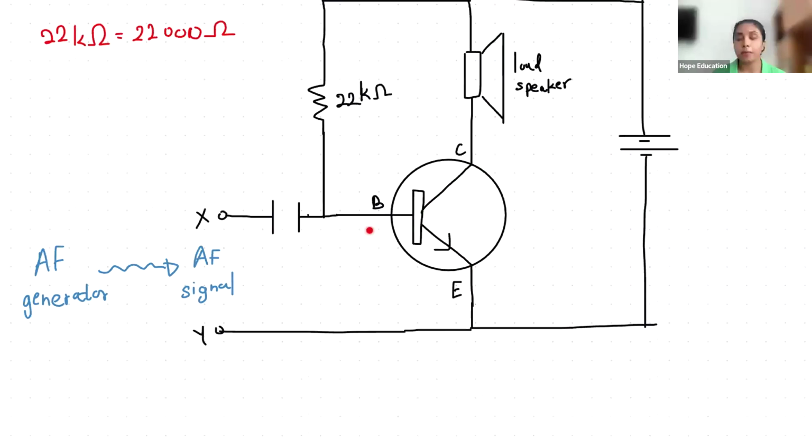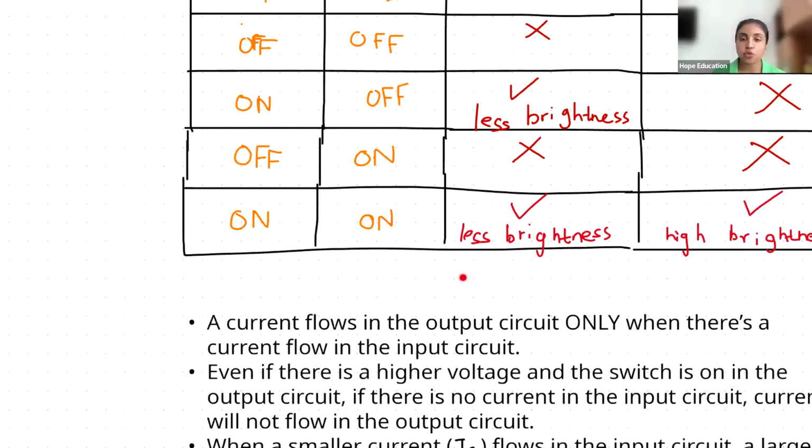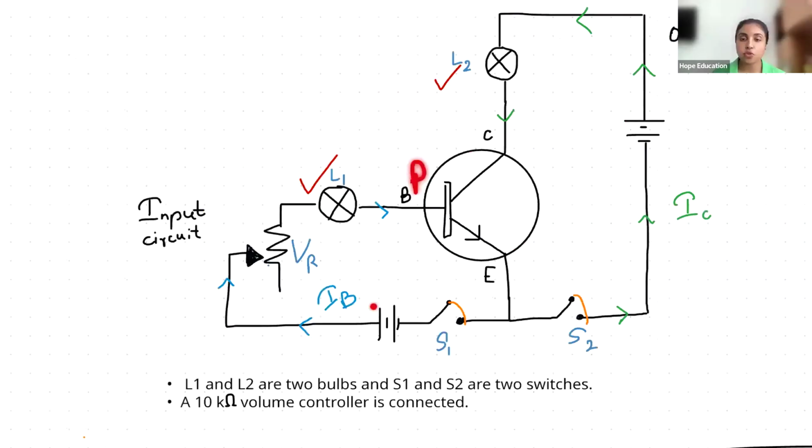Base and emitter, it should be forward biased, right? If you look at the previous circuit, the base is P. P is connected to the positive terminal. N is connected to the negative terminal. So it is forward biased, no problem.